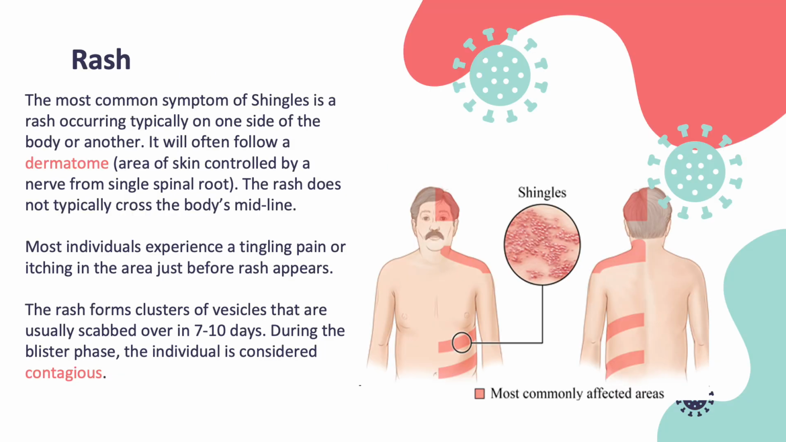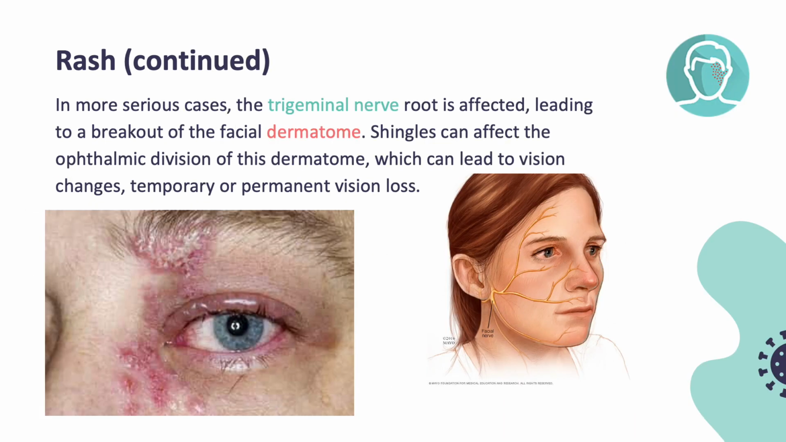Rash. Rash is the most common symptom of shingles, and it usually occurs on one side of the body. It will typically follow a dermatome, or an area of skin controlled by a nerve from a single spinal root. The rash does not typically cross the body's midline. The rash will form clusters of vesicles that are scabbed over in 7 to 10 days. During the blister phase, the individual is considered contagious. A complication of the rash associated with shingles is a trigeminal root infection, which can lead to permanent vision changes or vision loss.